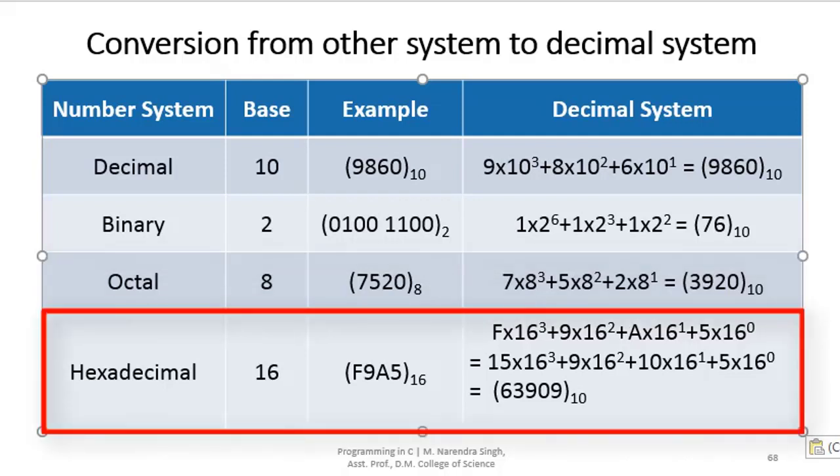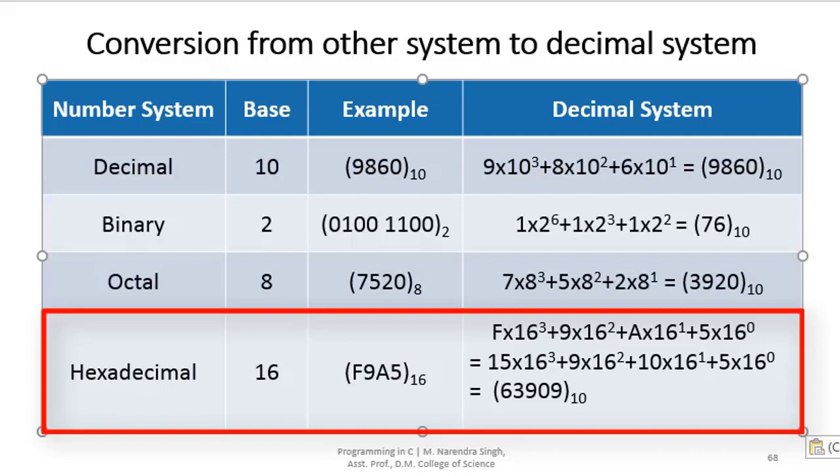Lastly, let us convert a given hexadecimal number to decimal number. The given hexadecimal number is F9A5. The first digit is F. We will multiply it by its place value. Its place value is 16 to the power 3 as there are 3 digits to its right. Plus the next digit is 9. We will multiply it by its place value 16 square. The next digit is A. We will multiply it by its place value 16 to the power 1. And the last digit is 5, and we will multiply it by 16 to the power 0, which is 1.